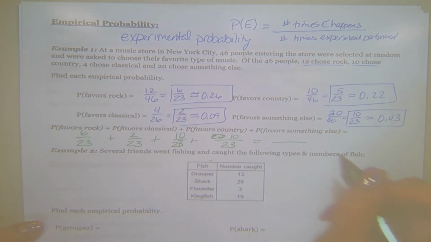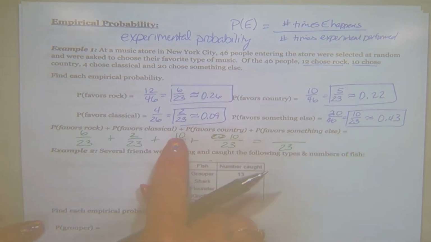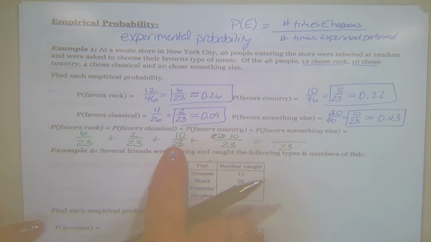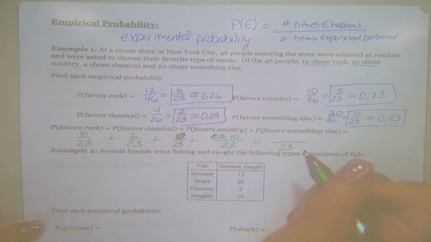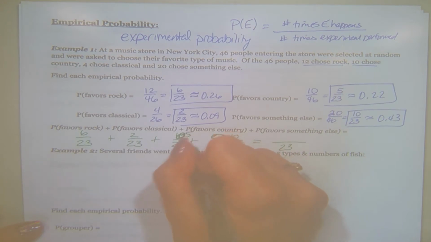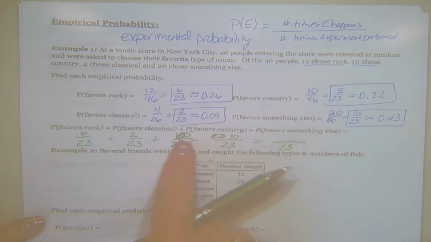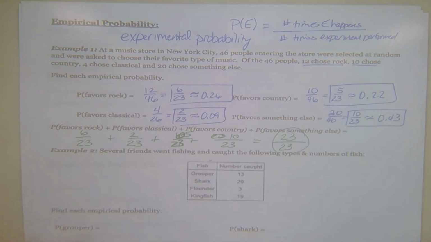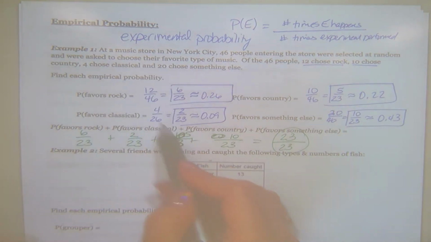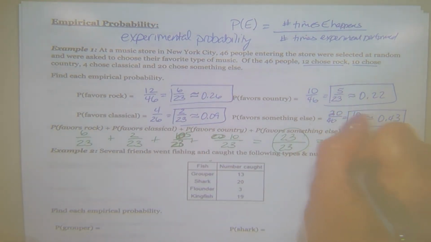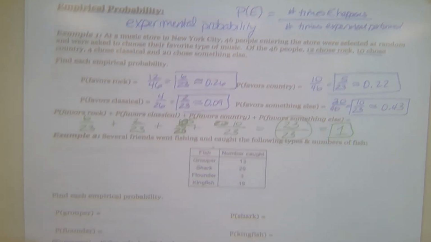When I'm adding fractions, I don't add the denominator. I just add the numerator. So I get 10, 20. What did I do wrong? 6, 2. That should have been 5. Favors country is 5 out of 23. See, I make mistakes whether I've got the video going or I've got you in class. 10 plus 5 is 15, 17, and 6 is 23. 23 out of 23. If I add up all the probabilities, I get 1. That was one of our 4 statements about probabilities on that last page.